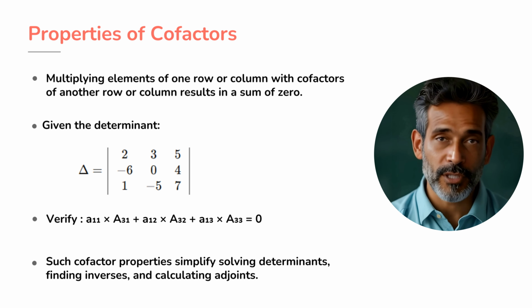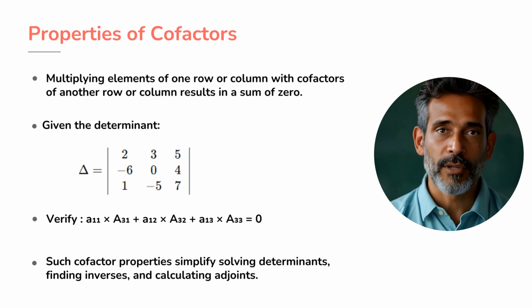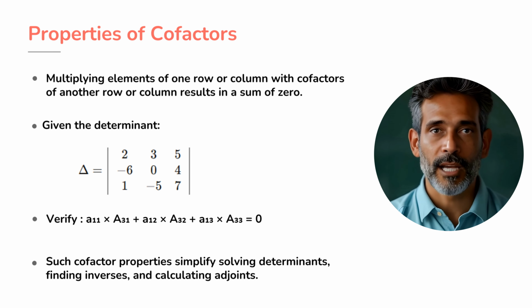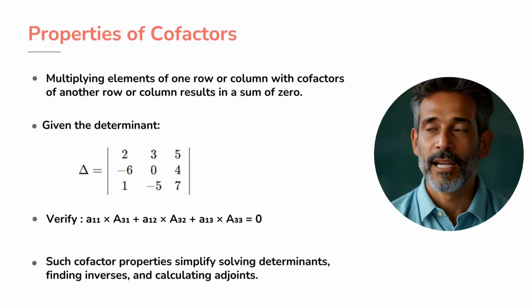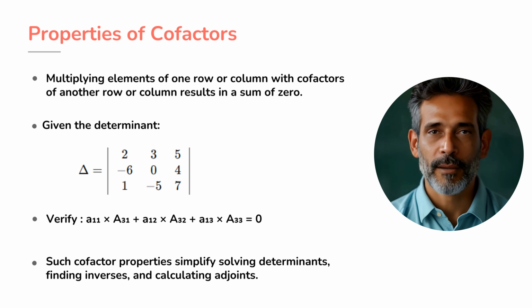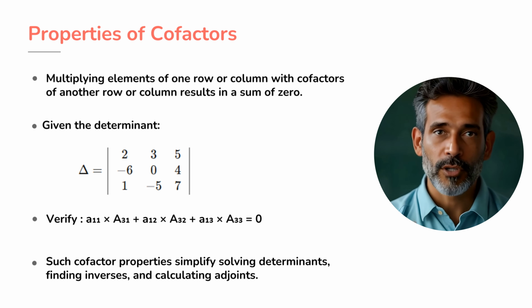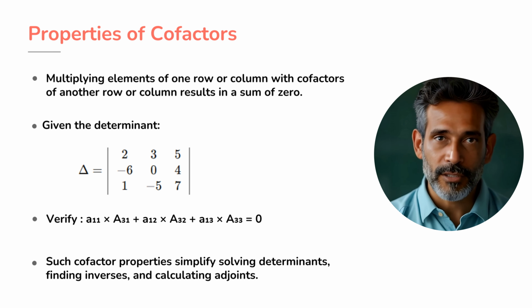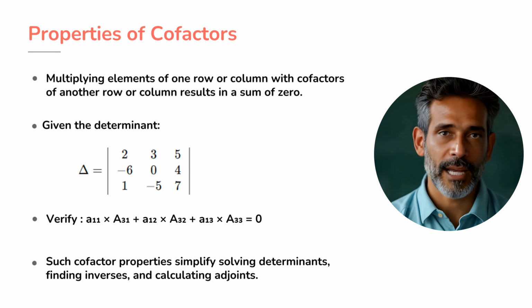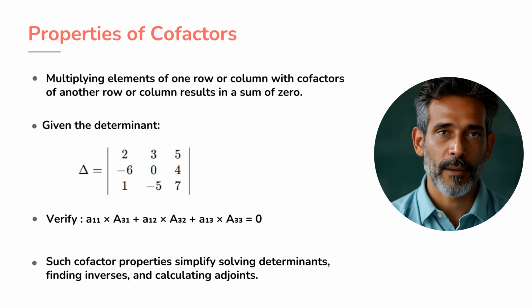There's another powerful property of cofactors you must know. If you take the elements of one row and multiply them by the cofactors of another row, their sum will always equal 0. This property greatly simplifies proving many mathematical results and solving equations involving determinants. For instance, in our earlier determinant with elements 2, 3, 5 in the first row, -6, 0, 4 in the second row, and 1, -5, 7 in the third row, the sum of products of elements from row 1 and cofactors from row 3 will be exactly 0. Such properties make determinants invaluable tools in algebra.